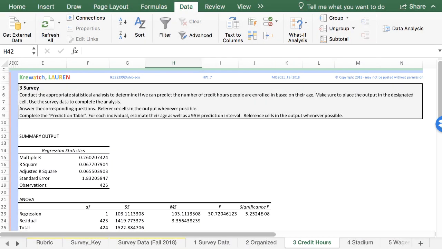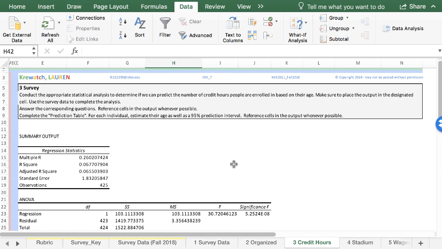In the Credit Hours tab, the question says, conduct the appropriate statistical analysis to determine if we can predict... there it is, the word predict, so now we know we're running regression. Predict the number of credit hours, that makes it our Y, that people are enrolled in based on their age. So the age is X. So we know we're predicting the number of credit hours, that's our Y. Based on their age, that's X, and we're running regression because we are trying to predict something.